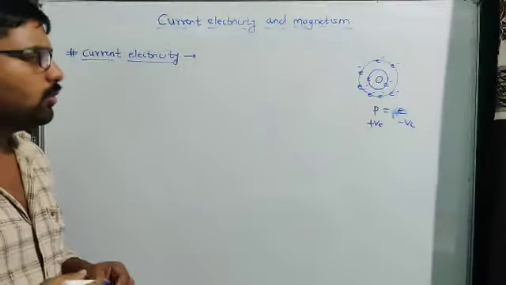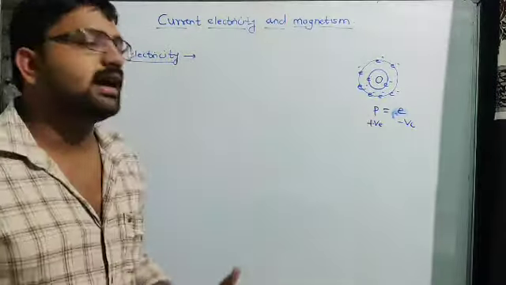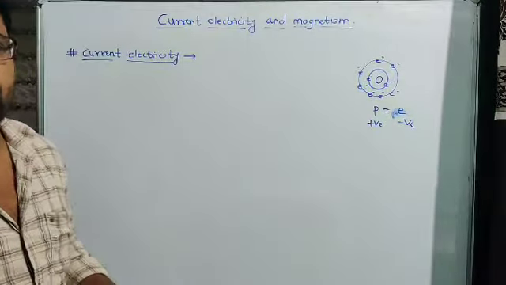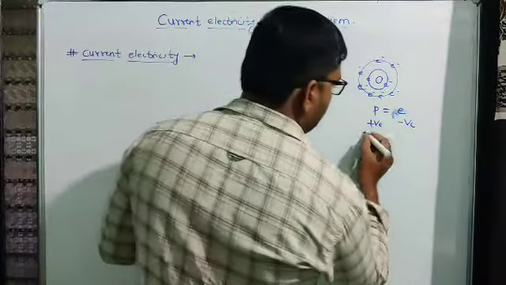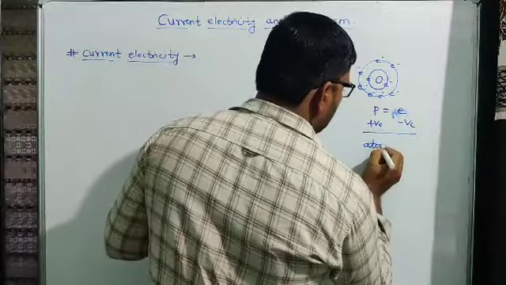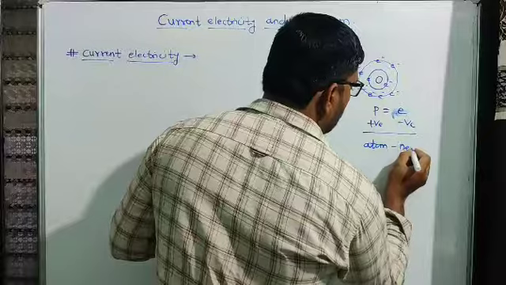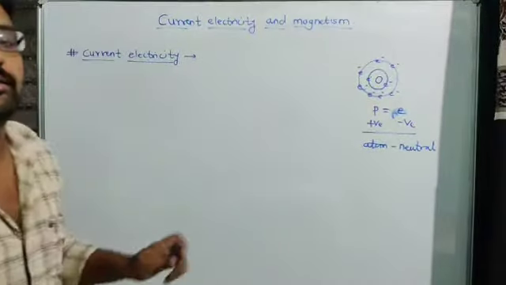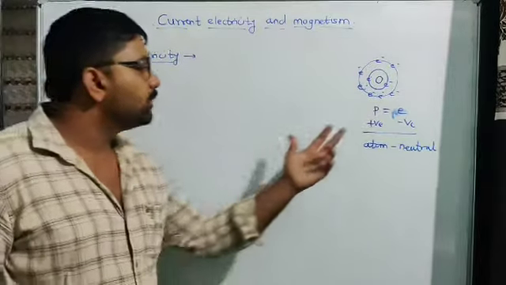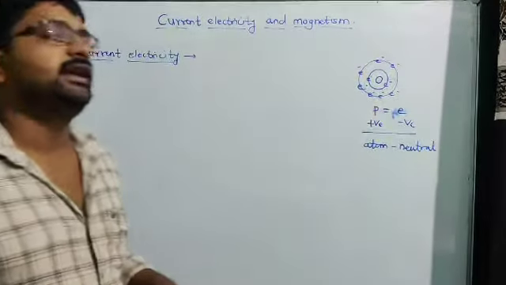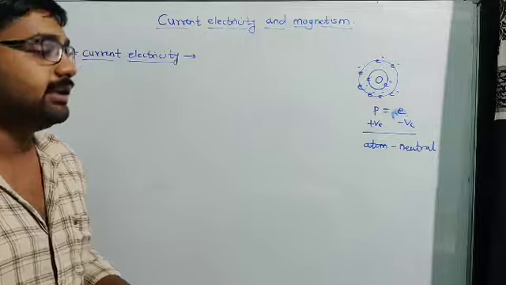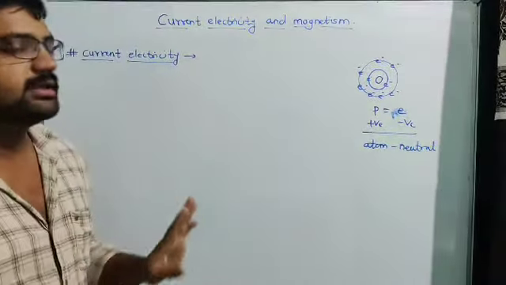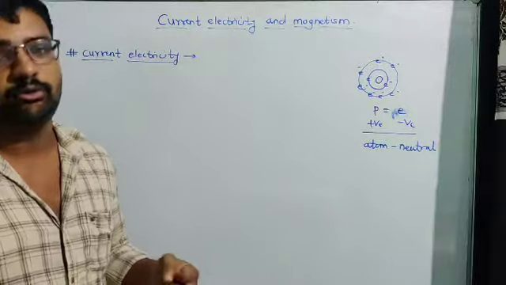Both are charged particles but their number is the same, that is why the atom remains neutral. The overall charge of the atom is 0 because the number of positive charges and negative charges are equal. And we know proton and electron have equal charge, only the sign is opposite.